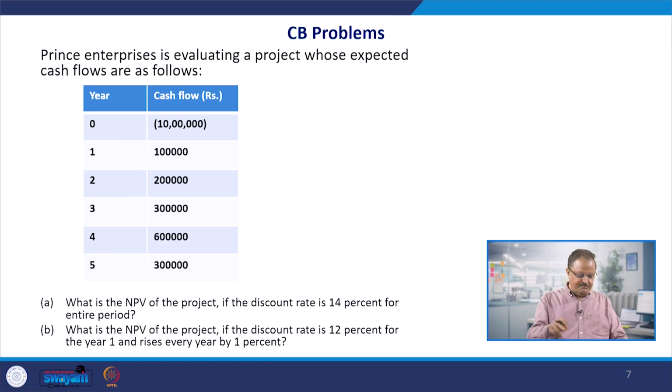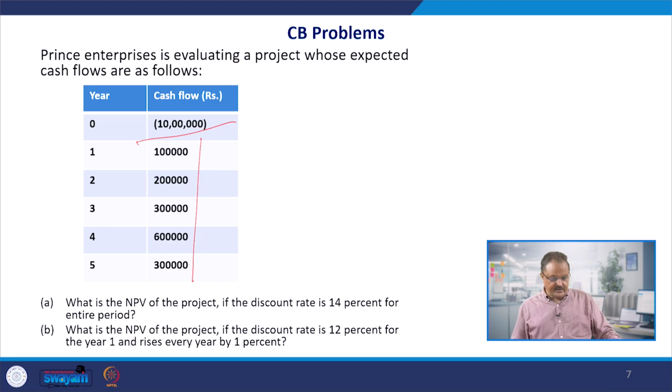One problem is a simple case of calculating the net present value of the project, where we have the cash outflow on the one side. This is 10 lakh rupees of cash outflow, and the project life is 5 years, and in these 5 years of project life we have inflows. First year inflow is 100,000, second year 200,000 rupees, third year 300,000 rupees, fourth year 600,000 rupees, and fifth year again 300,000 rupees or 3 lakh rupees.